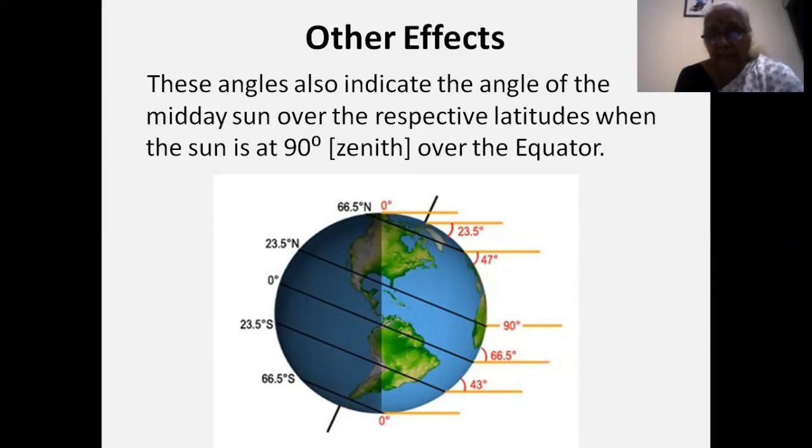When we talk of zenith, I use the word zenith here, meaning midday, which will be explained later. So the midday sun is 90 degrees over Tropic of Cancer. Then as you go up higher, it is almost 0 degrees at 66.5 degrees. And if you see the rays of the sun in the southern hemisphere, it's just the opposite, right?